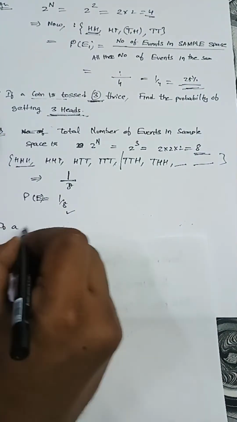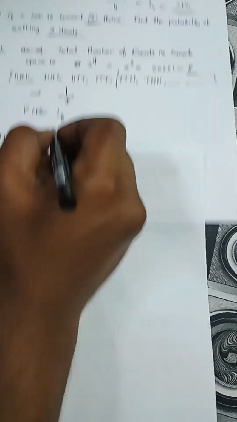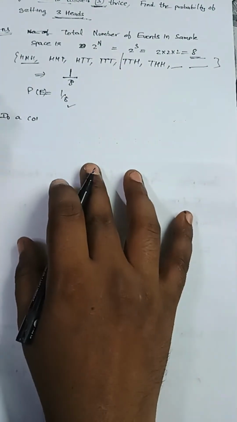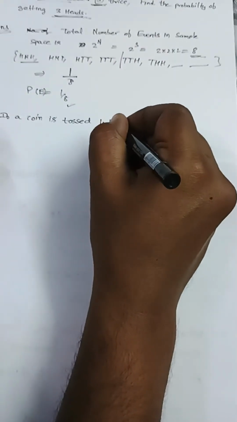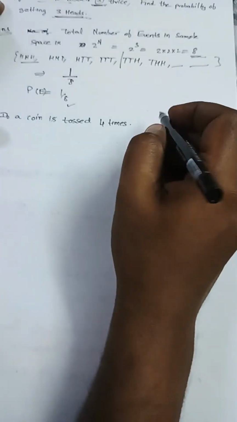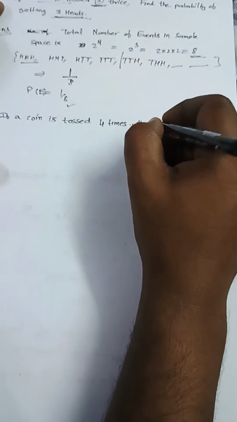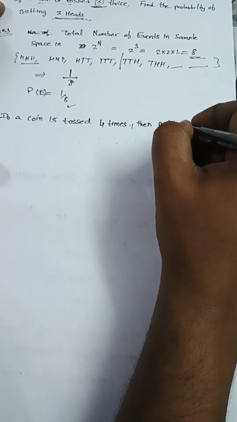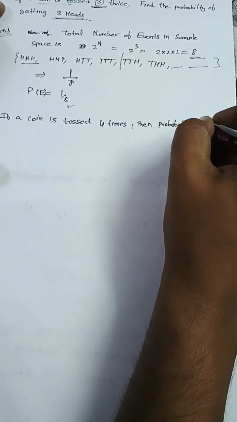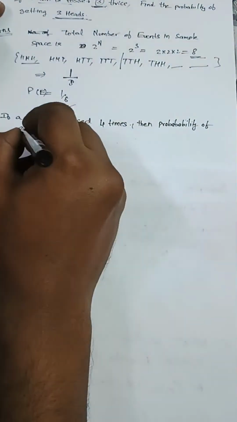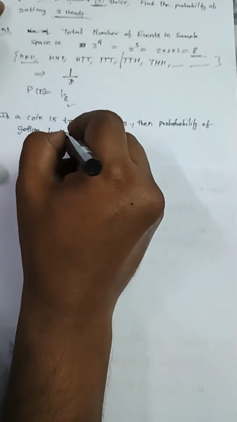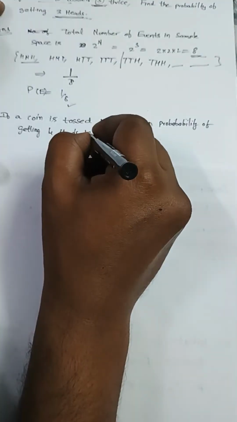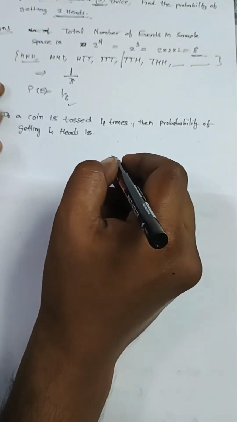If a coin is tossed 4 times, then what is the probability of getting 4 heads?